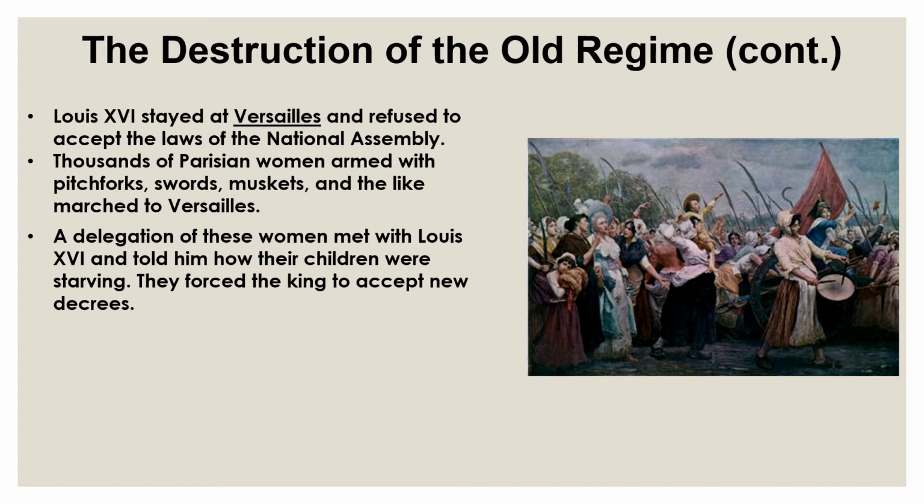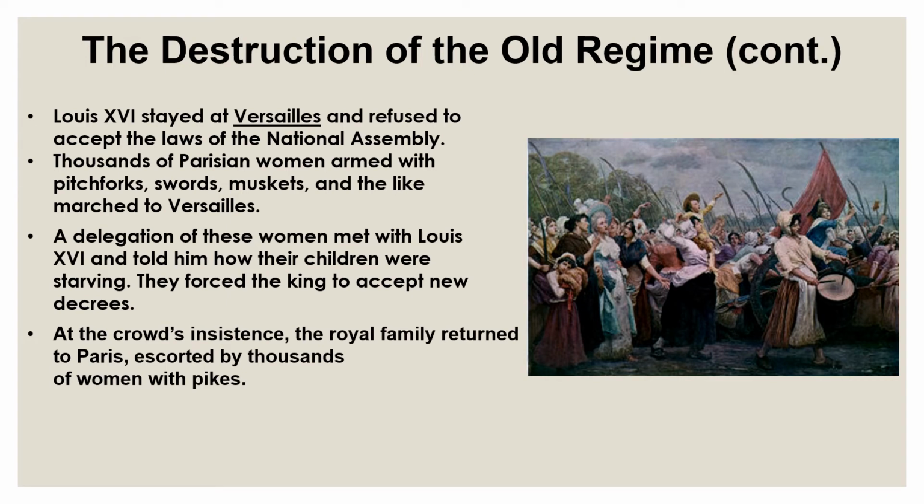A delegation of these women will meet eventually with Louis XVI, and they told him how their children were starving. And they eventually forced the king to accept new decrees and to open up the grain stores that he had stored up in Versailles. At the crowd's insistence, the royal family had to return to Paris, escorted by thousands of women with pikes. The king and queen and their child, the Dauphin of France, who is the prince, okay, the next one in line for the throne, would now have to live pretty much under house arrest in the old palace in Paris before Versailles was built.